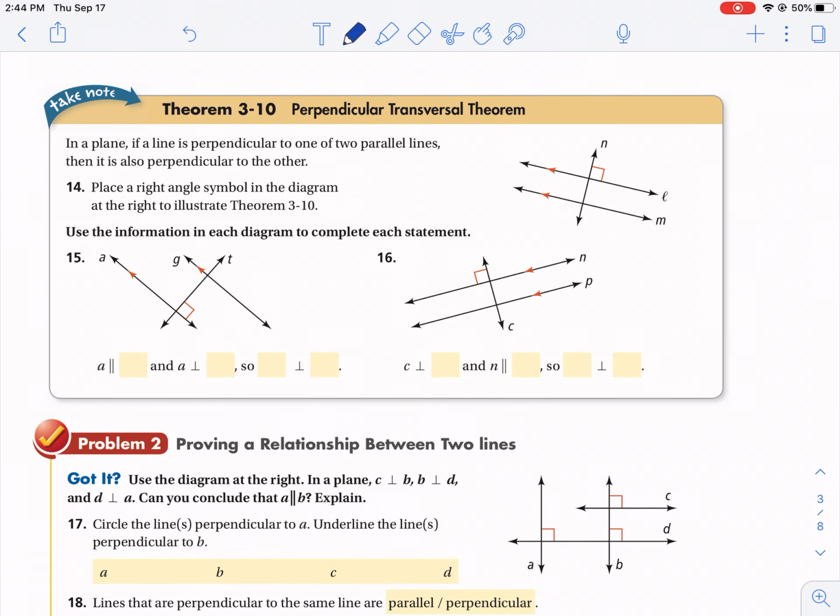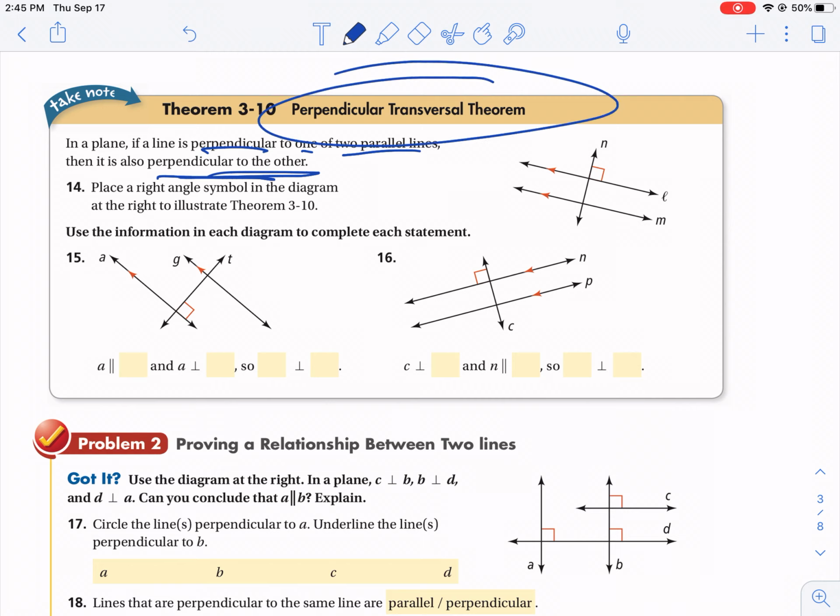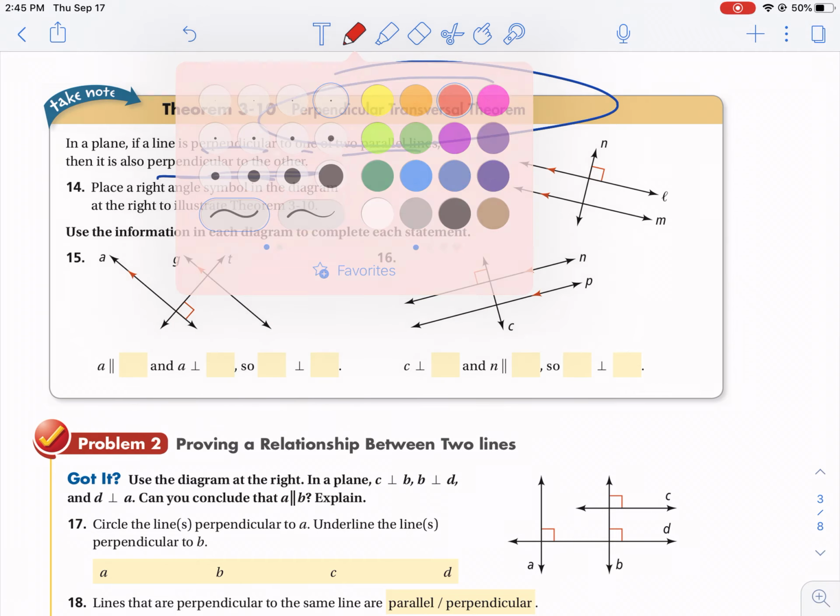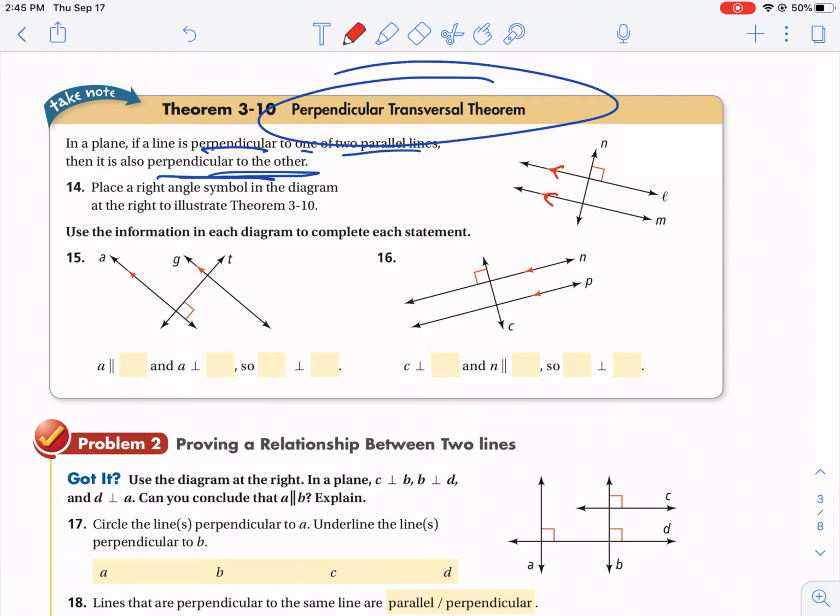In a plane, if a line is perpendicular to one of 2 parallel lines, then it must be perpendicular to the other. This is known as the perpendicular transversal theorem. If a line is perpendicular to one of 2 parallel lines, so why are they showing this in this picture? What we have here is this line and this line are parallel. That's what those lines mean. And they're telling us that N is perpendicular to this one. Well, what do we know? We know that N must also be perpendicular to this one, because those are corresponding angles, really, is another way to think about it. Right?